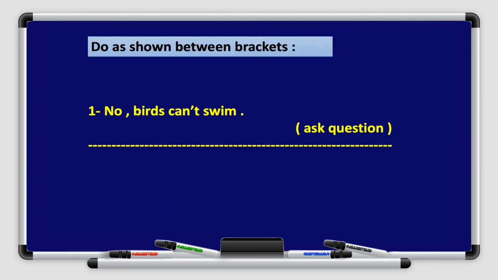Let's apply this in the exercises. Do as shown between brackets. No, birds can't swim. Ask a question. Concentrate and remember that you have to start with can, followed by the subject and the verb. How will you answer it? Good job. Can birds swim? Don't forget to put the question mark at the end.